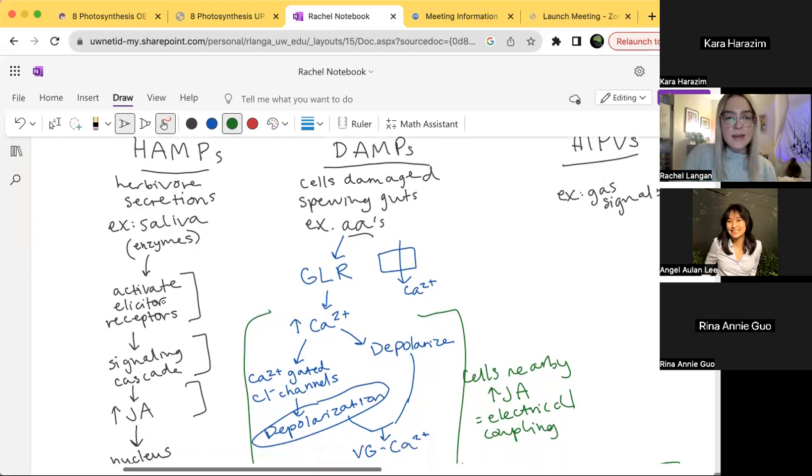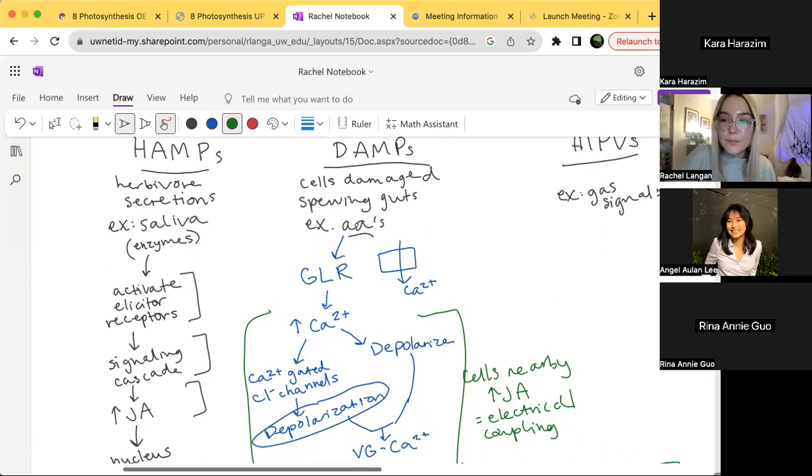Yeah, so we're saying that we know amino acids do this specific pathway, and we don't know the details of the HAMP pathway. Okay. So it's possible maybe GLRs are involved, but we don't know. Scientists haven't figured it out yet.